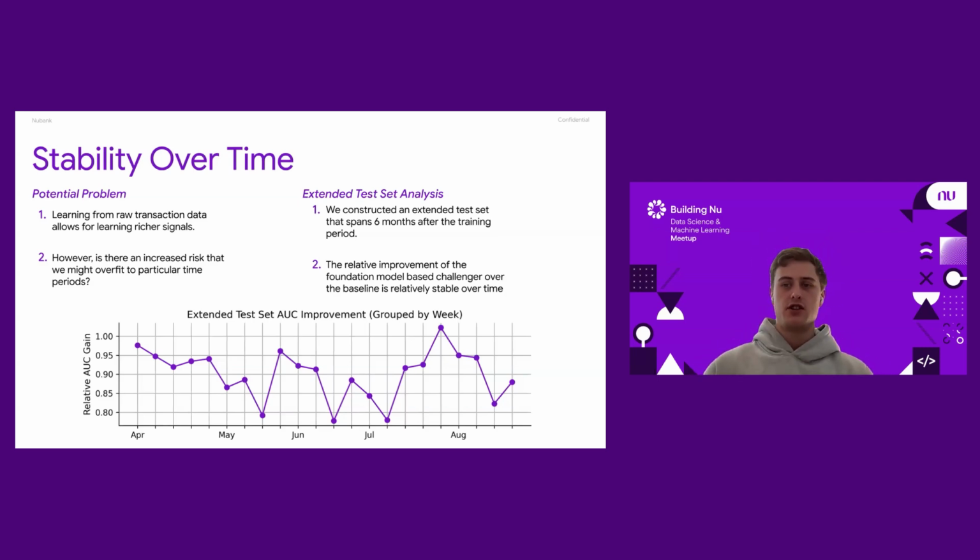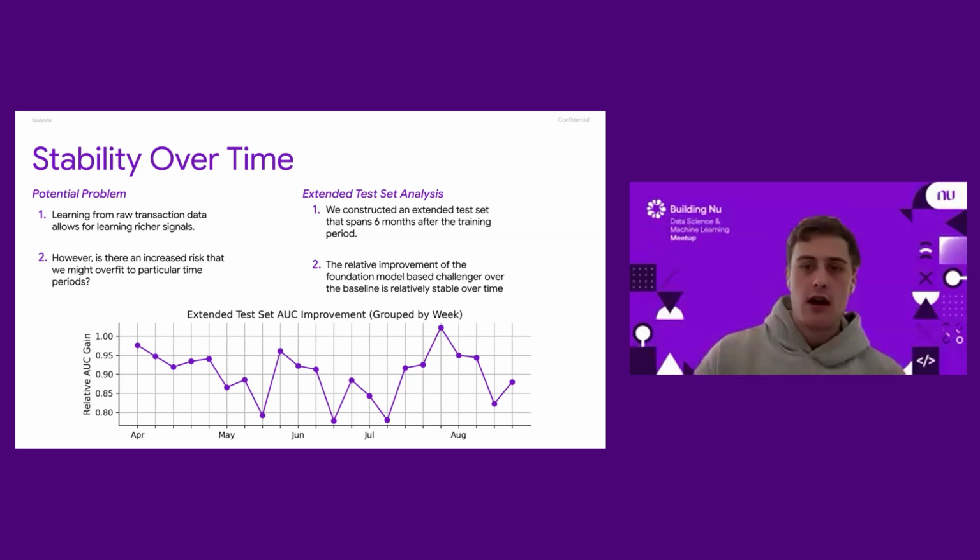So what we did is we constructed an extended test set, which spans the 6 months after the training and validation period. And we plot the relative improvement of our challenger model, this foundation model, over the baseline for each week as we progress further from this training validation period. What we see is, while it's relatively noisy, this improvement is stable over time. So we don't see a decreasing trend. So we can be more assured that this improvement will be maintained as we get further from the training period.